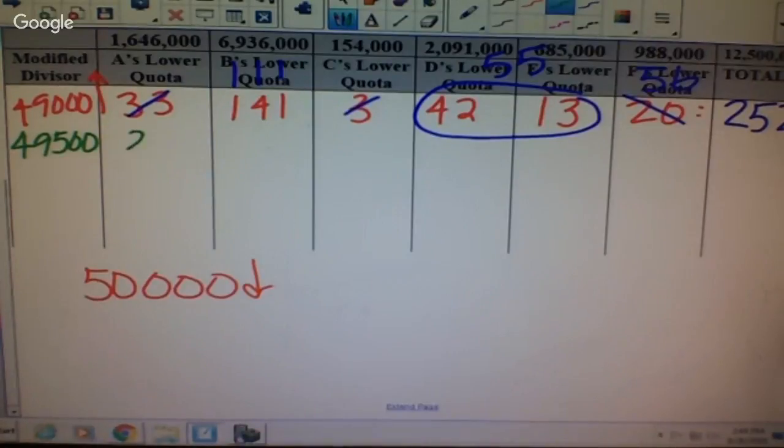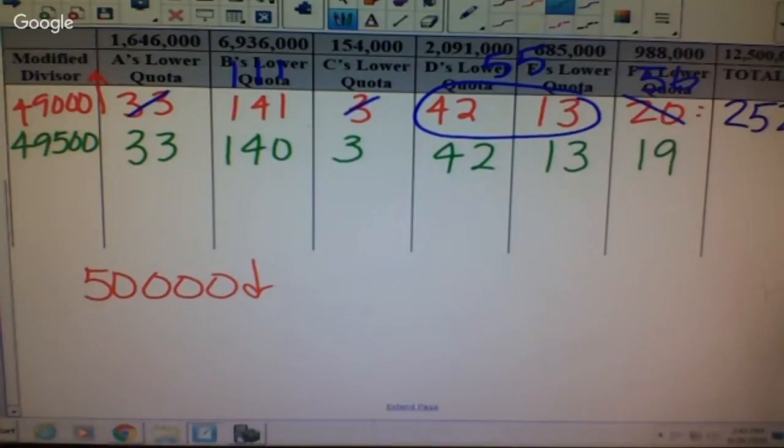33, 143, 42, 13, 19. Okay. So stayed the same. We lost one here. Stayed the same, stayed the same, stayed the same. Lost one here. It's gonna be equal now. So we lost 2. So we're now at 250. So this is my modified divisor.